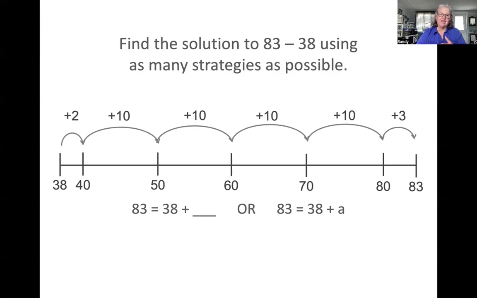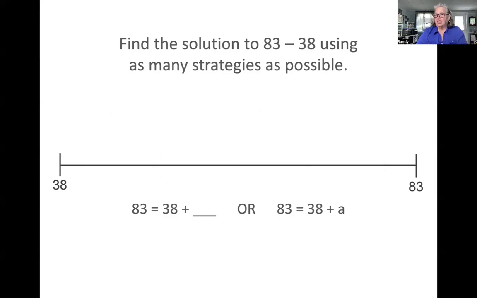So my missing value, and as you can see, I have 83. How many more than 38? I represent it as a blank. I represent it as an unknown, A. Well, what do I put in? I put in those jump blanks, and that gives me the 45 again, okay?